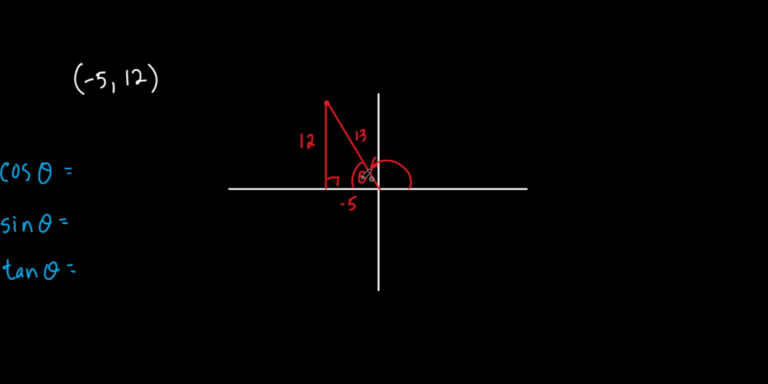All right, so here we go. What's the cosine of this? It's adjacent over hypotenuse. So it's negative 5 over 13. It's that easy. That's it. Well, for the cosine, I can do 6 of them, but that was the first one. What's the sine? The sine is the opposite over the hypotenuse. So it's 12 over 13. Then the tangent is the opposite over the adjacent. So it's negative 12 over 5. See how easy that is?